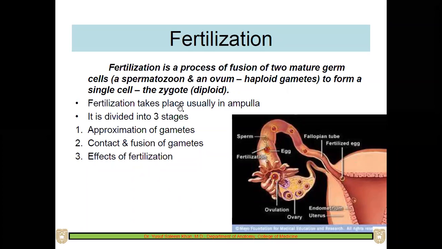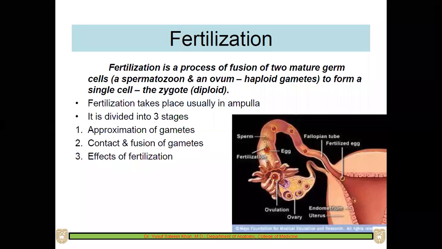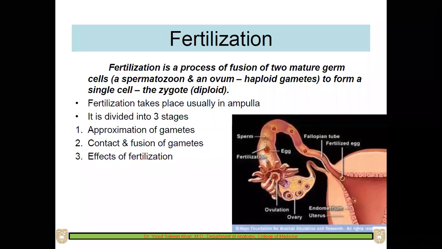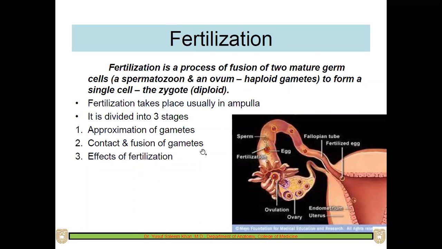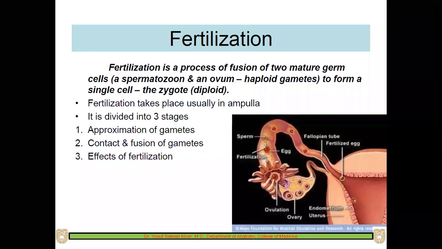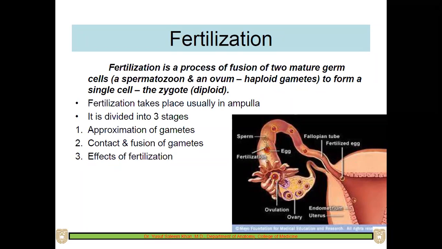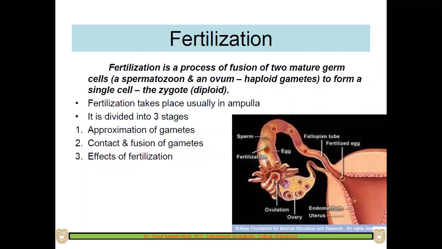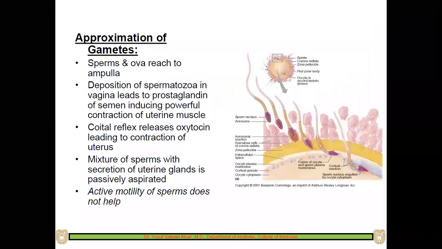This fertilization is divided into three stages. The first is approximation of gametes, meaning how the male and the female gamete will come close. The second is contact and fusion of the gametes, how they come in contact and how they fuse together. Then the third is what are the effects after fertilization takes place? What are the changes which we can see? Okay, so that we'll study. So we will study fertilization in three stages.